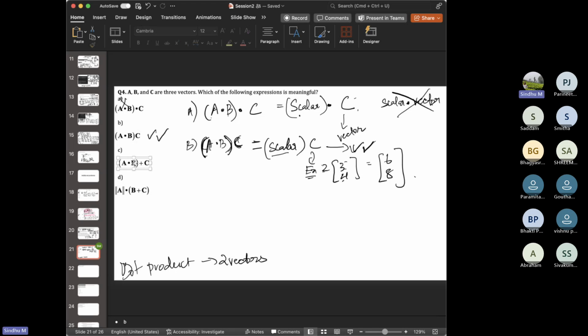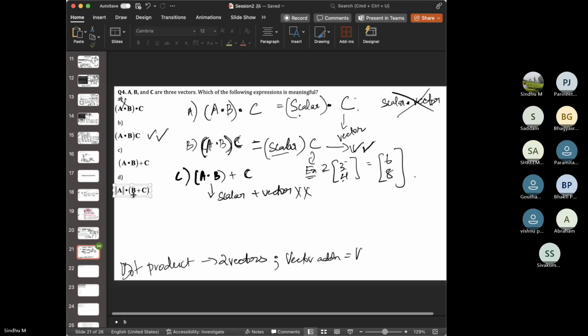In option C, we are first doing a dot product and then doing an addition. But this will basically be scalar plus vector. Again, this is also not possible because vector addition means you can only add vector plus vector. So you can't add vector plus scalar. So option C is also not correct.